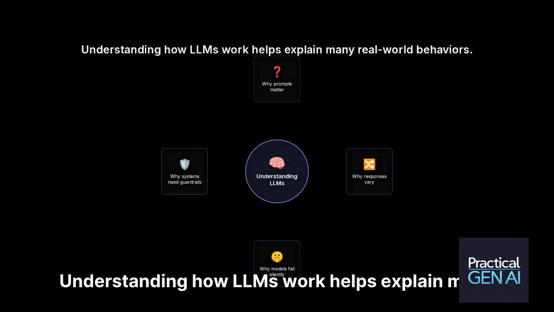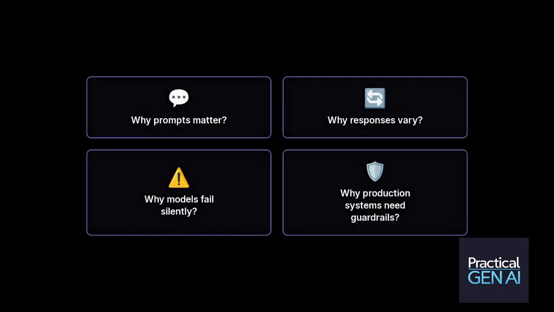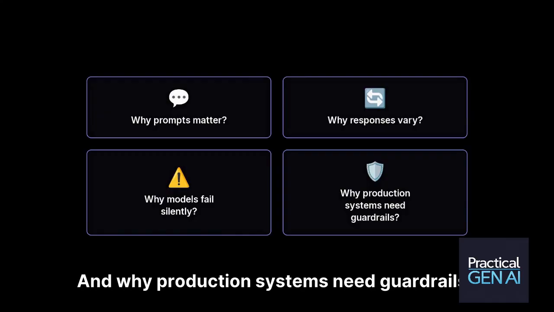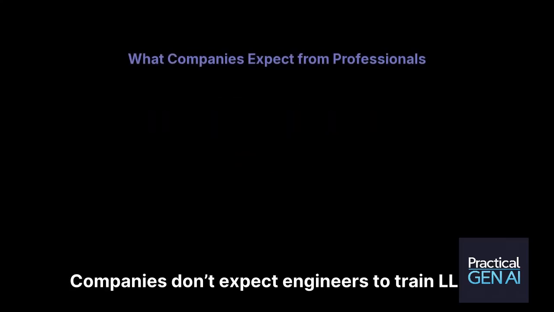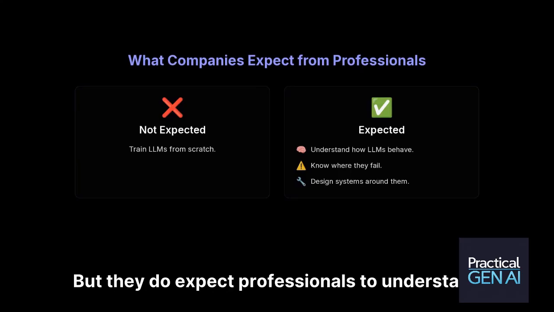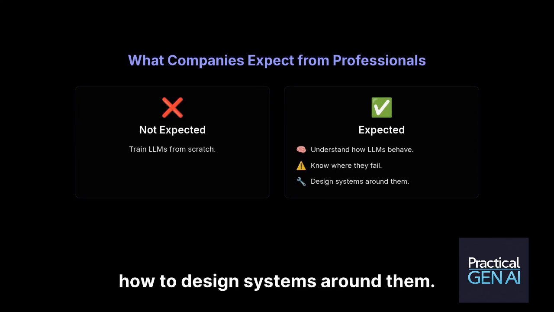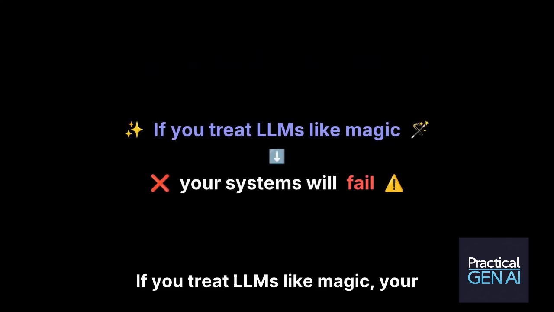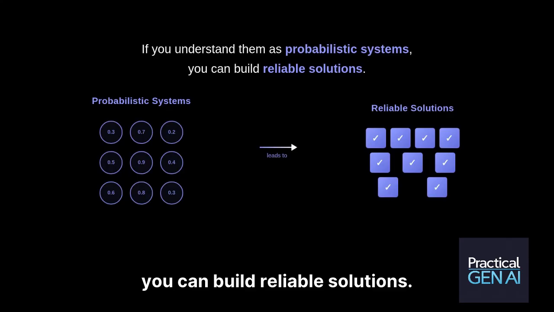Understanding how LLMs work helps explain many real-world behaviors. Why prompts matter, why responses vary, why models fail silently, and why production systems need guardrails. From a career perspective, this understanding is critical. Companies don't expect engineers to train LLMs from scratch, but they do expect professionals to understand how LLMs behave, where they fail, and how to design systems around them. If you treat LLMs like magic, your systems will fail. If you understand them as probabilistic systems, you can build reliable solutions.